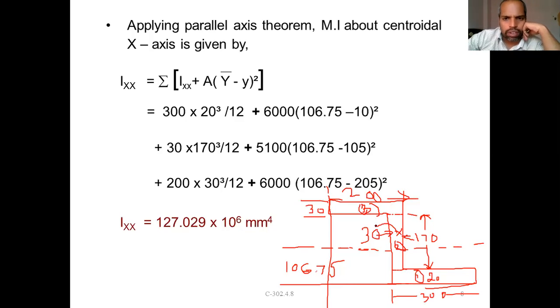Now let us see. The first figure's moment of inertia about its centroidal axis, and this is the centroidal x axis of the entire figure. So this is the entire figure, and I will locate the y bar also. This is the centroidal y axis of the entire figure. Now let us see.